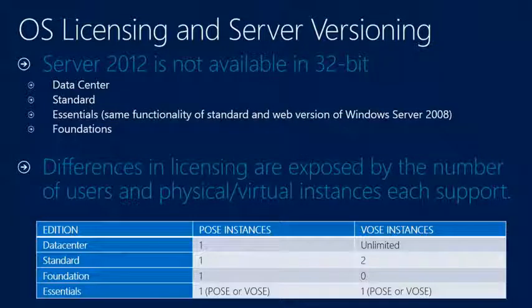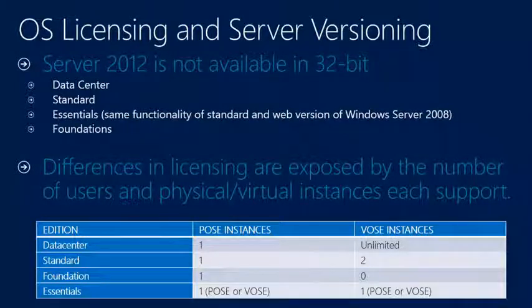And Essentials and Foundation are meant for the small business units, basically where Essentials gives you the ability to have up to 25 users managing on that server, and then Foundation, which is a much smaller space of 15 users. Now, this also talks about the differences in licensing. Basically, they're exposed from the Standard and the Datacenter based on the physical or virtual instances that each support. Again, that's the licensing difference. You can see here, who knows what a POSE is, really quick? POSE: physical operating system environment and virtual operating system environments.